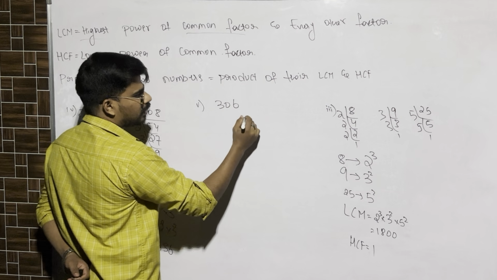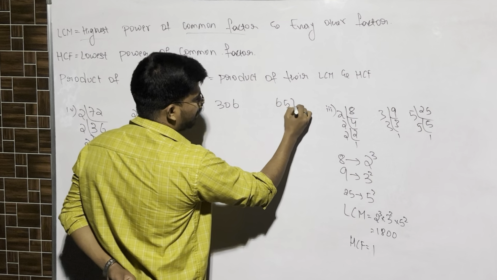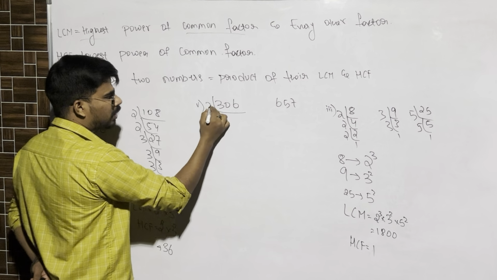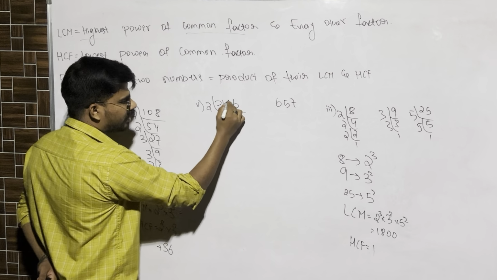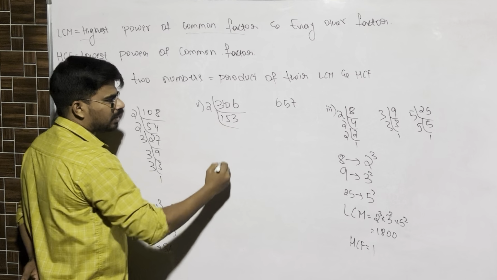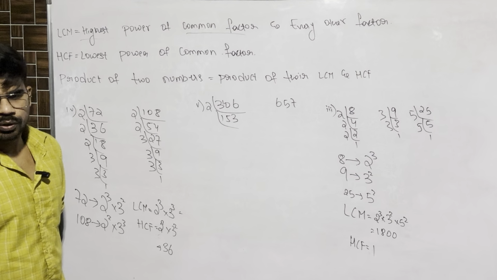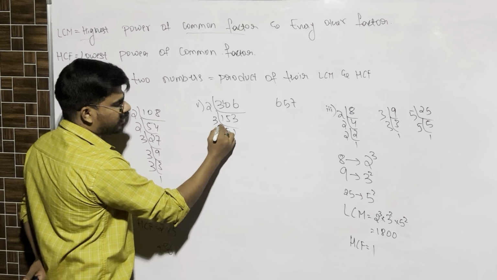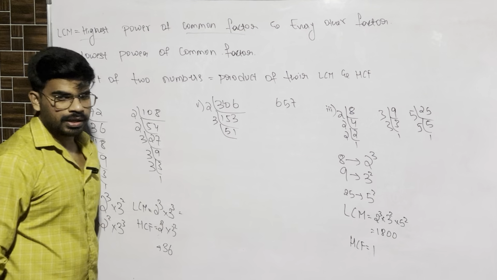306 and 657. 306 goes in the 2 table. 2 1 is 2, 2 5s are 10, 2 3s are 6. 153 doesn't go in the 2 table. You have to check in 3. 3 5s are 15, 3 1 is 3. 51 goes in 3.